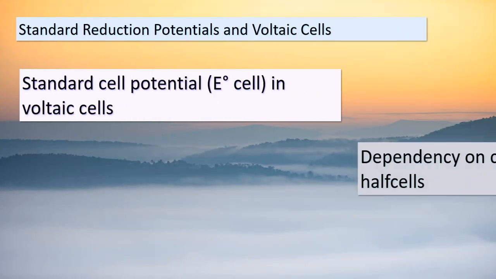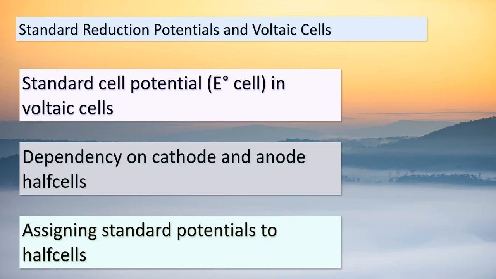Welcome back, students. Today, we're delving into the intriguing realm of standard reduction potentials and their role in voltaic cells. Our journey begins with the concept of the standard cell potential, denoted as E°cell. This potential value hinges on the specific cathode and anode half cells involved in the voltaic cell.